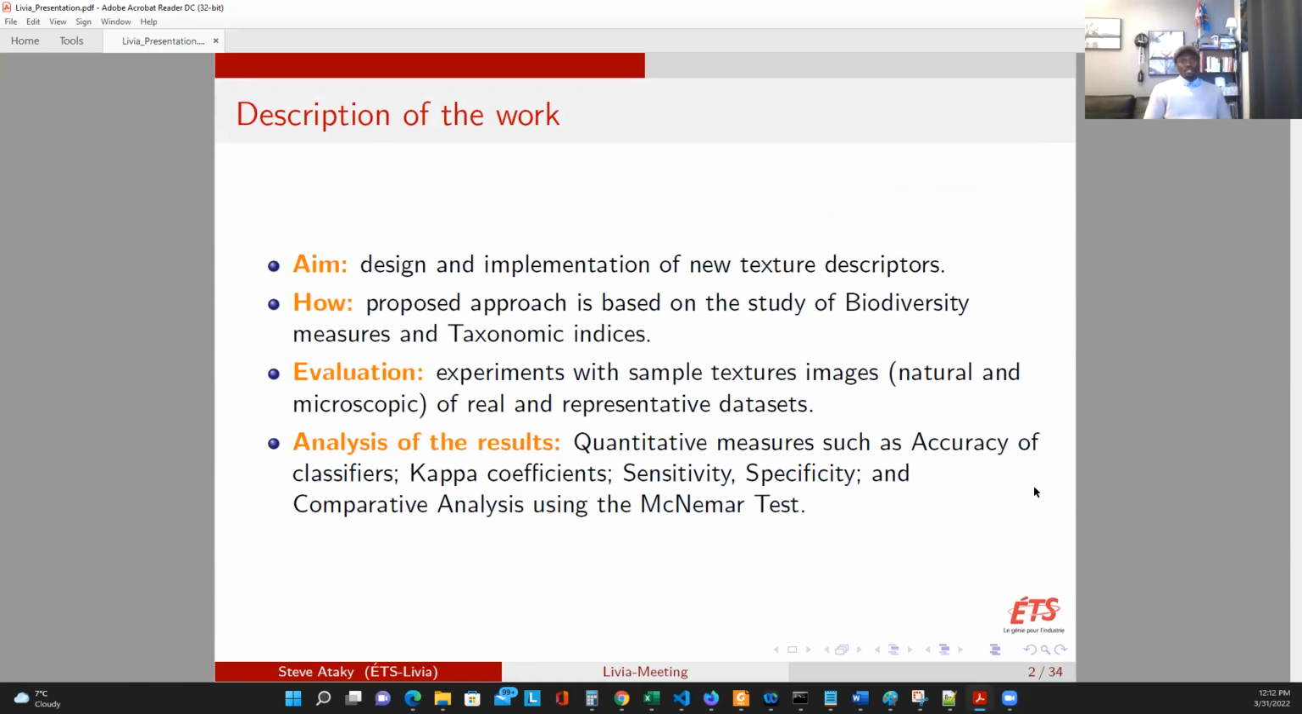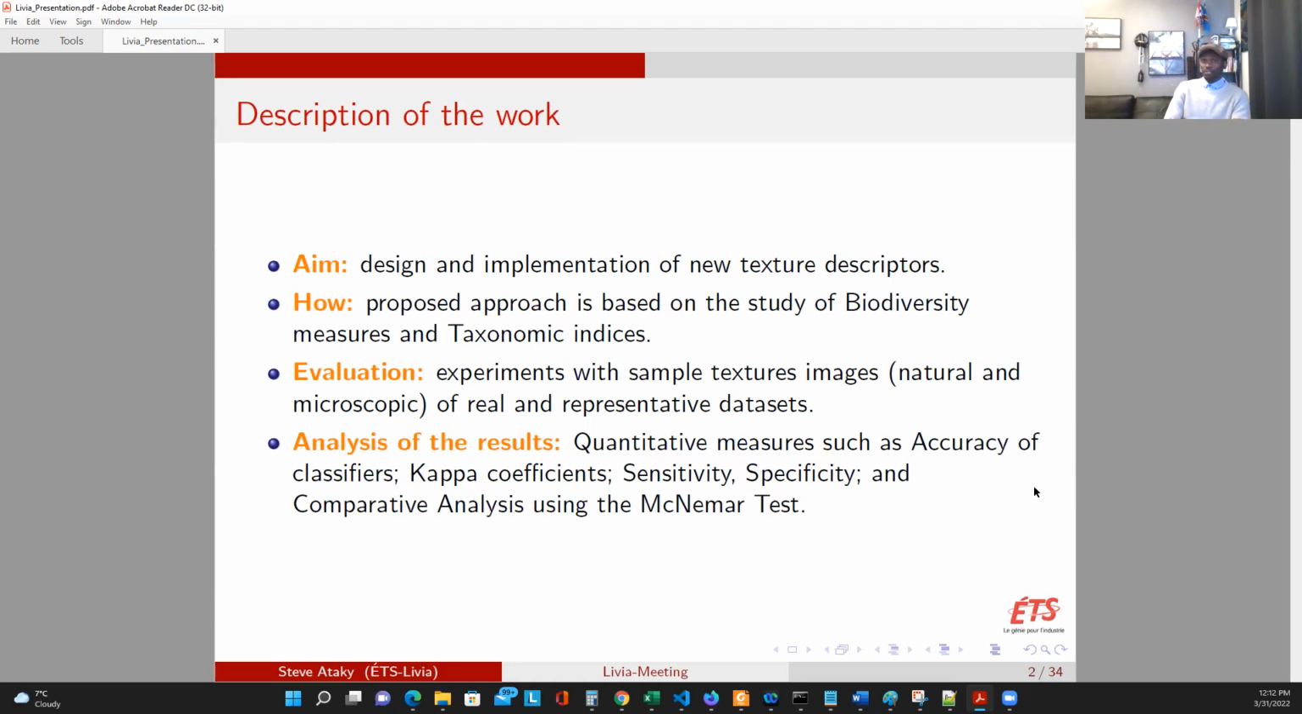Okay, so this is the description of the work. What was the aim of this work, and how did we solve the problem? How did we carry out experiment evaluations and so forth? The main aim of this research work is the design and implementation of a new texture descriptor. And we have used the biodiversity concept and taxonomic indices, which is a part of biology, in order to build a texture descriptor.